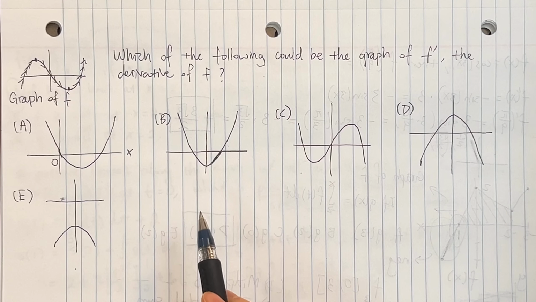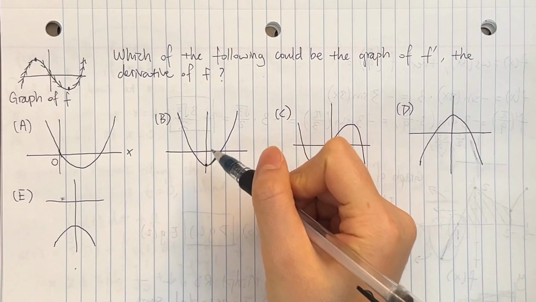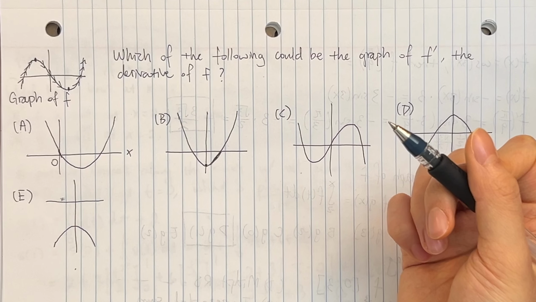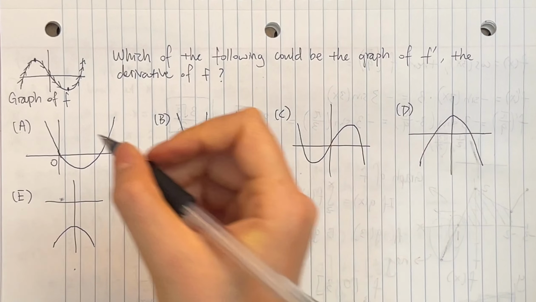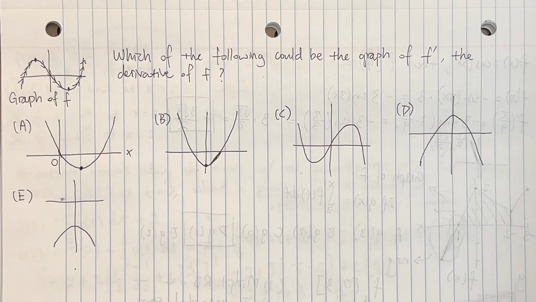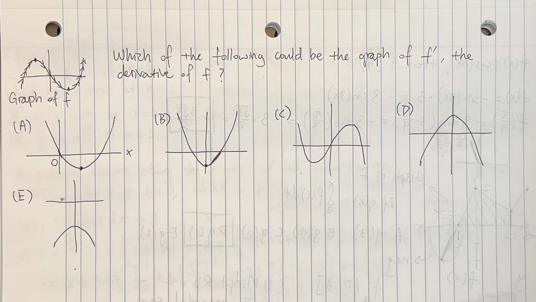Choice B is pretty similar to choice A, except that its vertex is at the y-axis, when x equals 0. Its vertex is where the y-intercept is. But in choice A, the vertex is not at the y-axis. So what's the difference? Well, we can see this by looking at the original function f more closely.